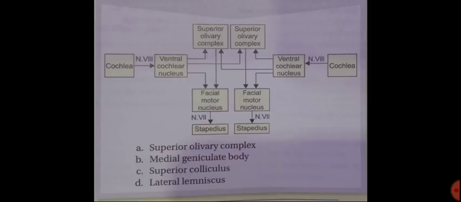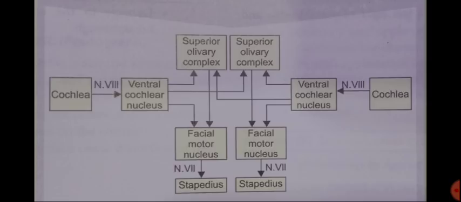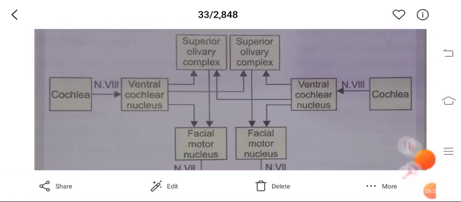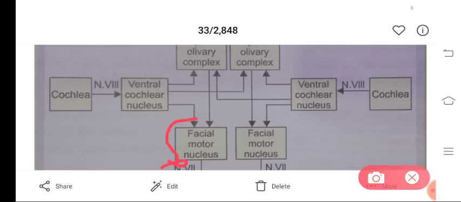So how does it occur? The afferent is via the eighth cranial nerve. Ipsilateral means the ear where you are giving the sound; the cochlea will get stimulated. Then via the eighth nerve it will travel to the ventral cochlear nucleus, and then on the ipsilateral side it will go to the facial motor nucleus, that is the seventh nerve nucleus, and then to the nerve to stapedius, and the stapedius muscle or tendon will contract.